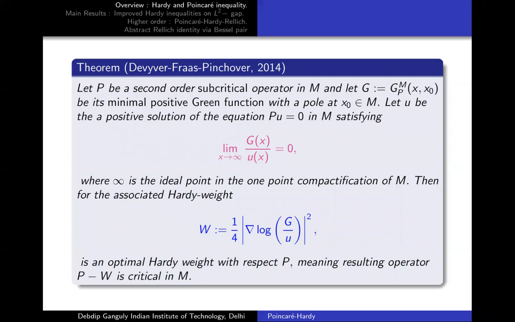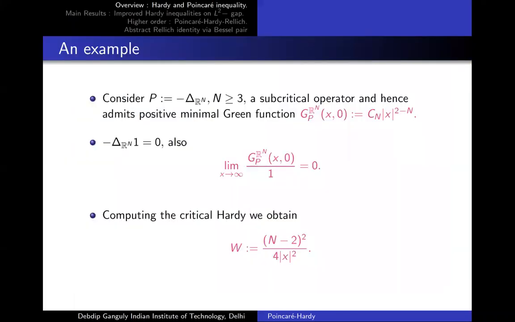So in this way, in a very abstract way, you can always construct an optimal Hardy weight. Okay, just to give an example, a very simple example is that you take P to be the Laplacian in R^n. As I said, n greater than or equal to 3, you know there is the Green's function G(x, 0) equal to C_n |x|^(2-n), and of course, the Laplacian of 1 equals 0.